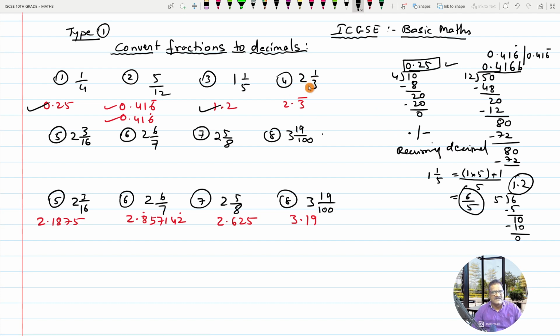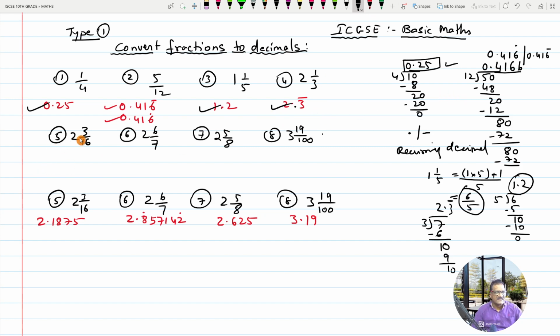2 1/3 is similar. 3 2s are 6 plus 1, 7 upon 3. So we'll do 7 divided by 3. Now 3 2s are 6 and 1 is the remainder. Put a decimal point, bring down 0. Now you'll get 3 3s are 9, and you will see that this goes on repeating. So 3 is something on which you will put a bar. So the answer will be 2.3 bar. This is a recurring decimal, right? These are known as recurring decimals.